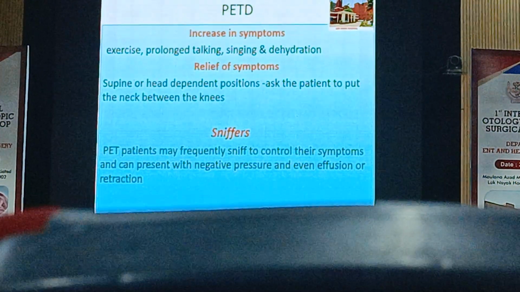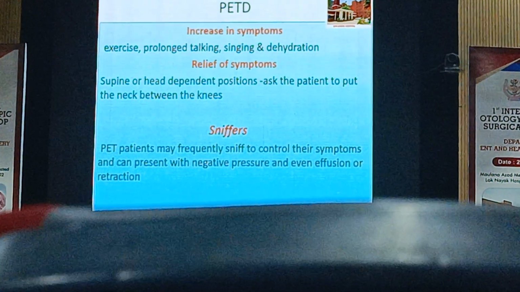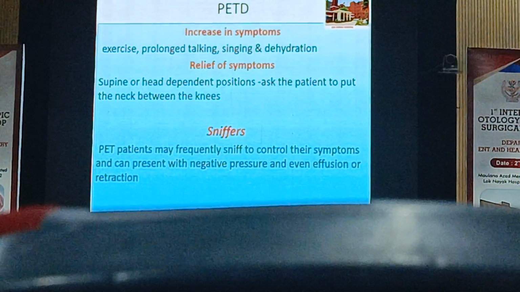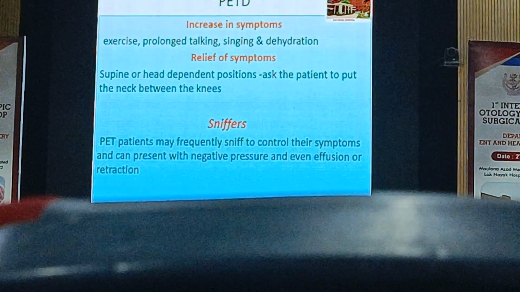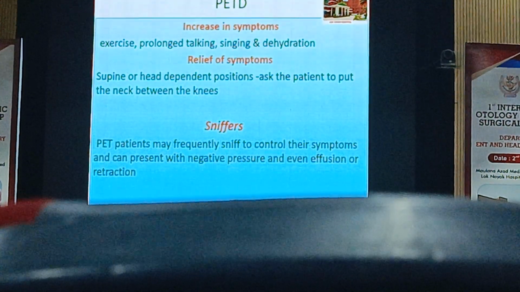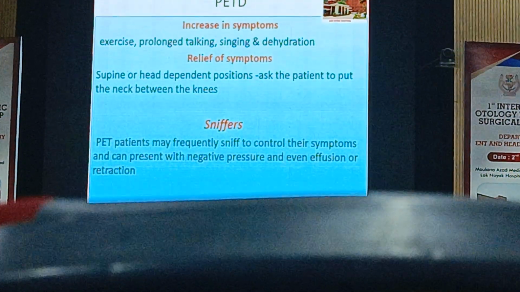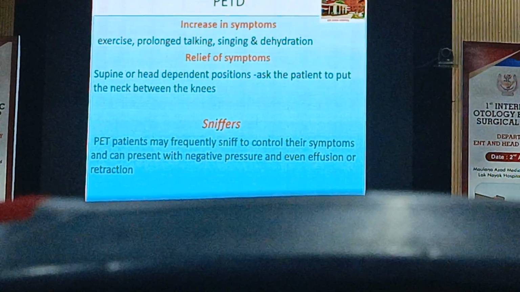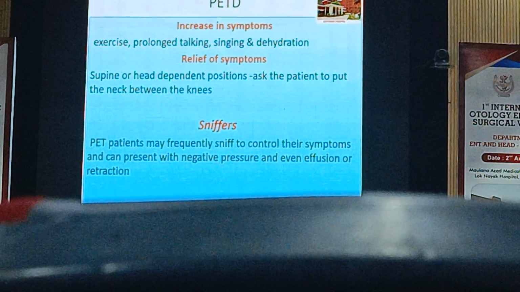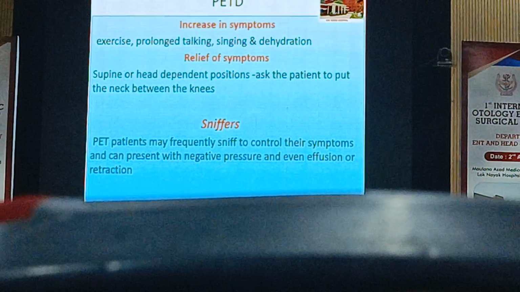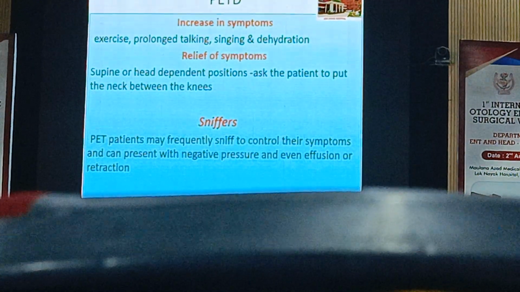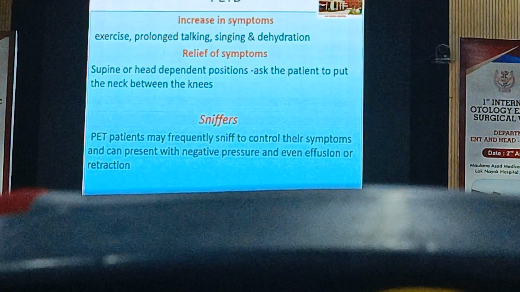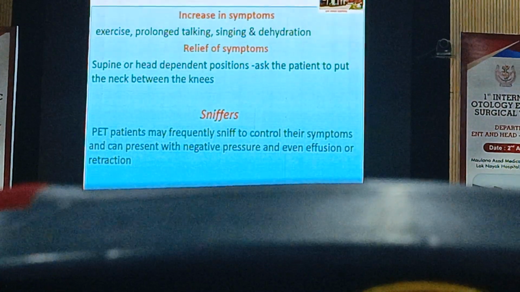And there is the thing called sniffers. Patients who have a patulous Eustachian tube will try to control the symptoms. So they will sniff to create negative pressure here. Instead of having symptoms of bulging out, they will have retraction, so they will confuse you with the findings. You ask them why they are sniffing, and they say it feels better in the ear when sniffing. So they are trying to create negative pressure inside the nasopharynx.